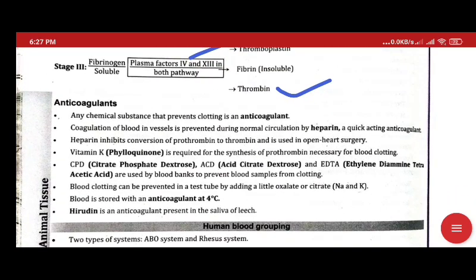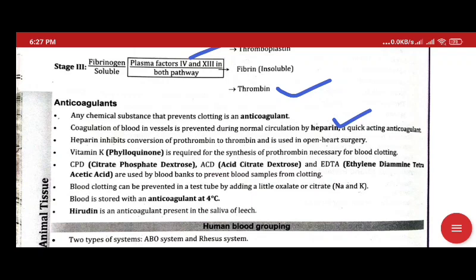Now anticoagulant means blood not clotting, and heparin is the anticoagulant. Insects and leeches also have that type of heparin, so that it makes the blood vessel open for sucking the blood.